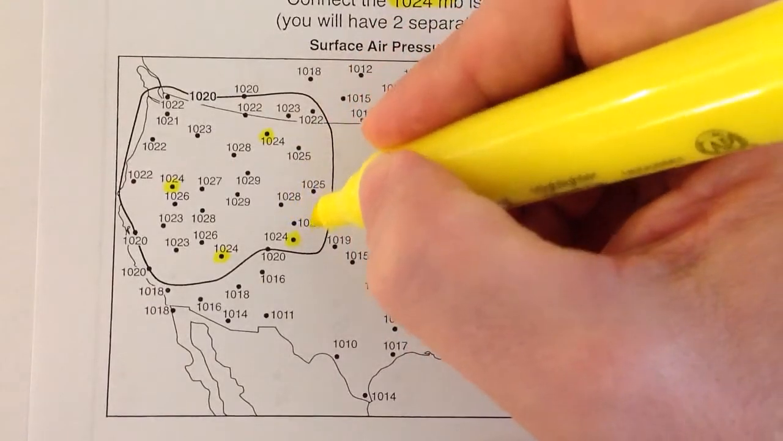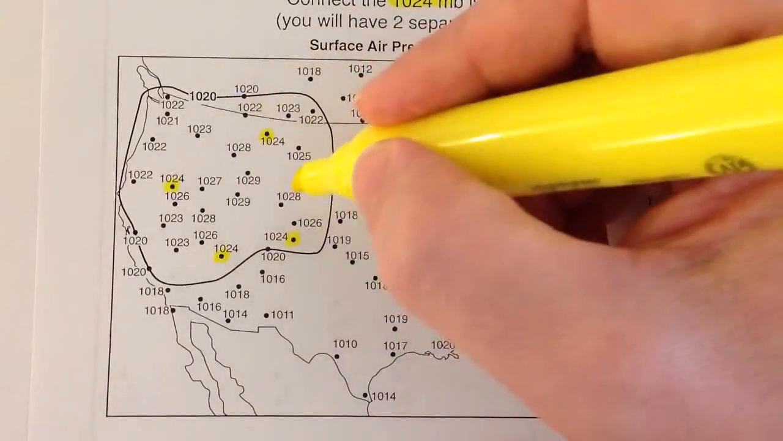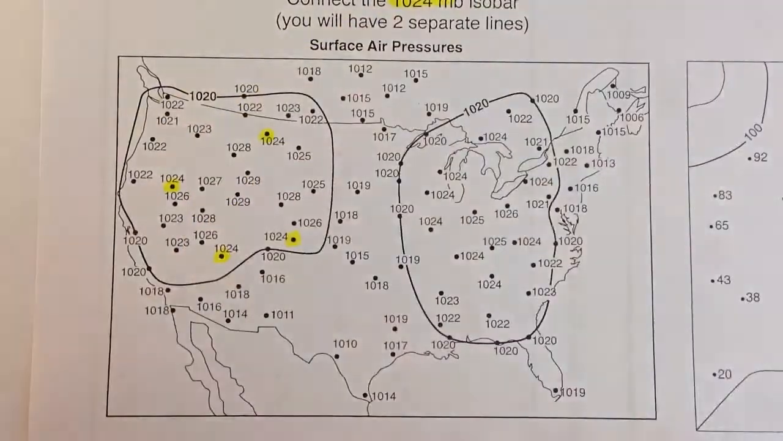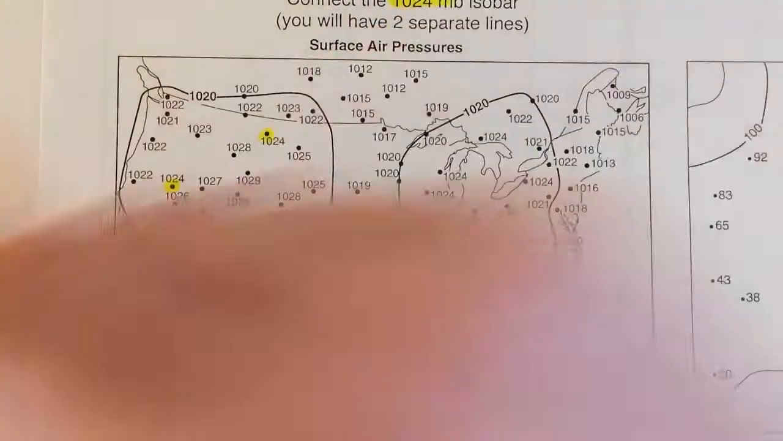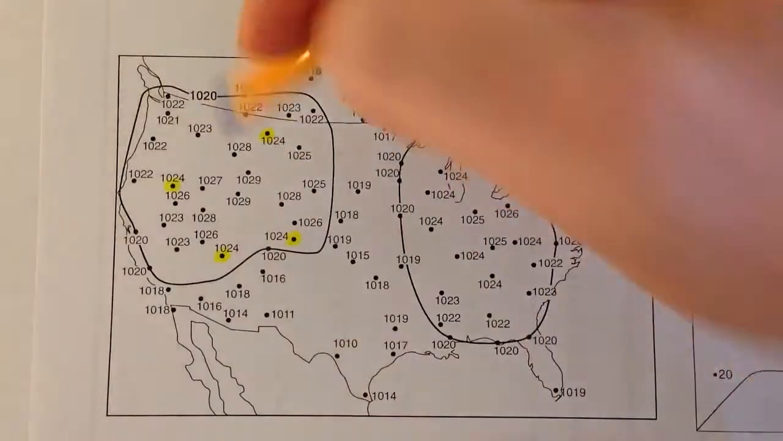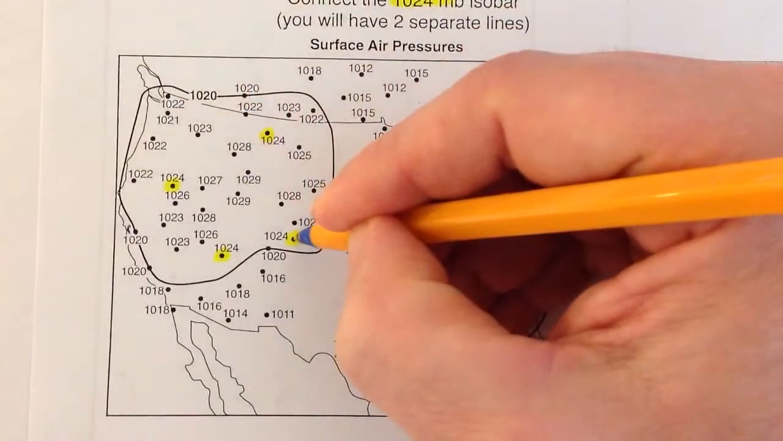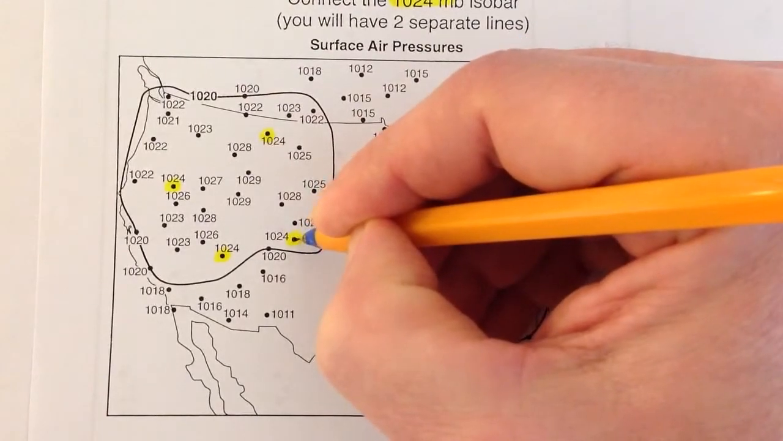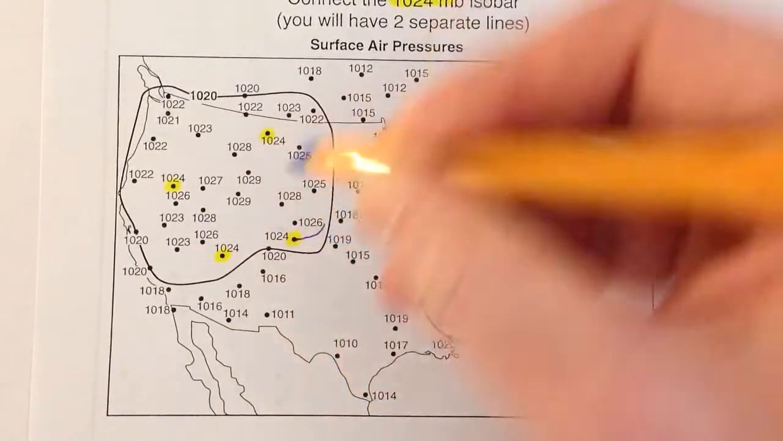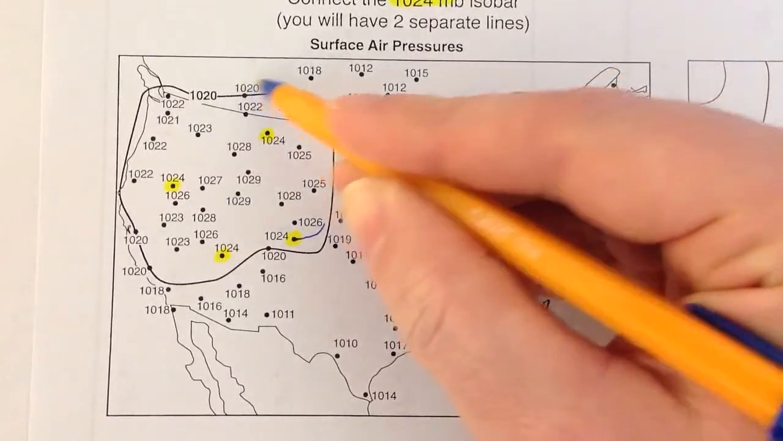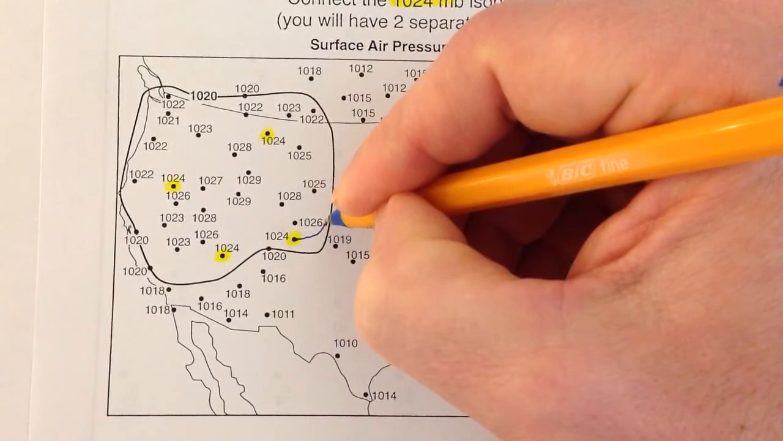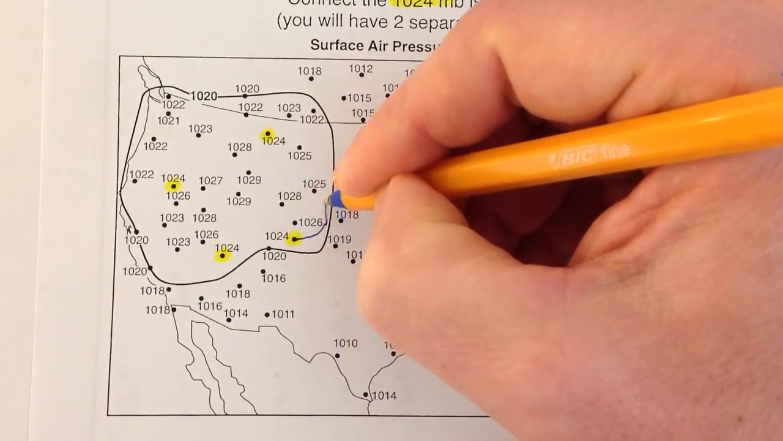The one thing about this is I'm not going to do this with the marker because it kind of bleeds through the paper a little bit. So I'm just going to snake my way through because it gets a little bit tight here. I'm going to start with the 1024. I'm just going to start right here. And I'm going to come up to the right of the 1026 because this line that's already drawn is the 1020. So 1024 falls between 1020 and 1026.